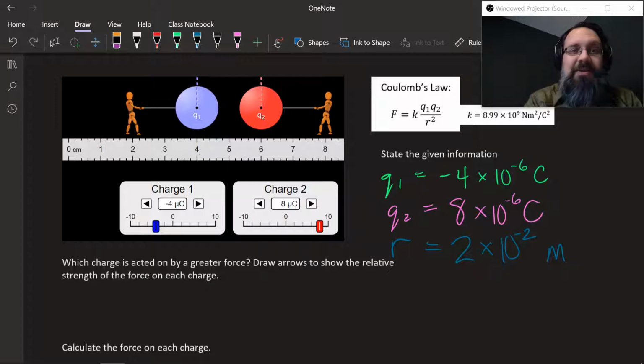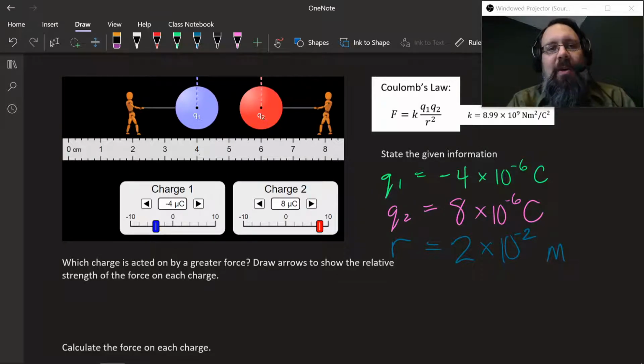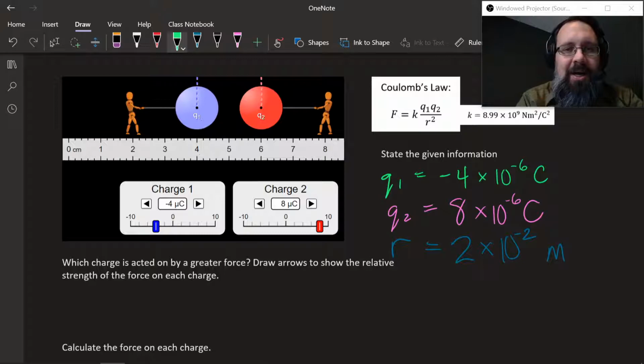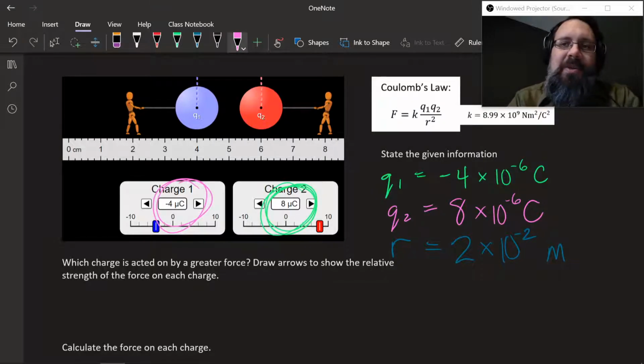All right, so here's my first question. Which of these two charges, Q1 or Q2, is going to be acted on by a greater force? We're going to draw arrows to show the relative strength of the force on each charge. Here you've got a big honking 8 versus a little tiny 4. So which charge is going to be acted on by a greater force? I'm going to let you guys think about that for a minute. You can jump in the voice chat and share your thoughts out loud if you want to.